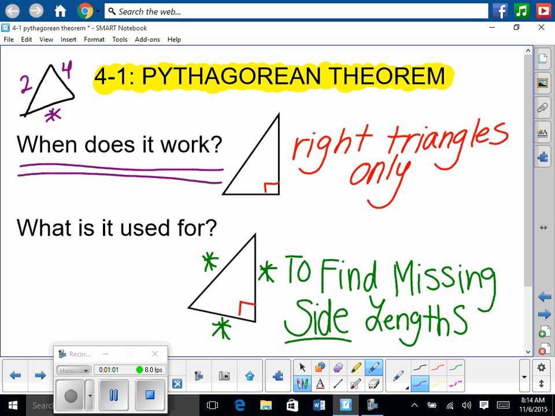Now, notice how I underlined sides. I've even heard a lot of you say, oh, well, we can use the Pythagorean theorem to find angles. Not true. The Pythagorean theorem is simply finding side lengths of a triangle, a right triangle. You cannot use the Pythagorean theorem to find angles. Does that make sense, everybody? Very important that we don't ever try to do that.